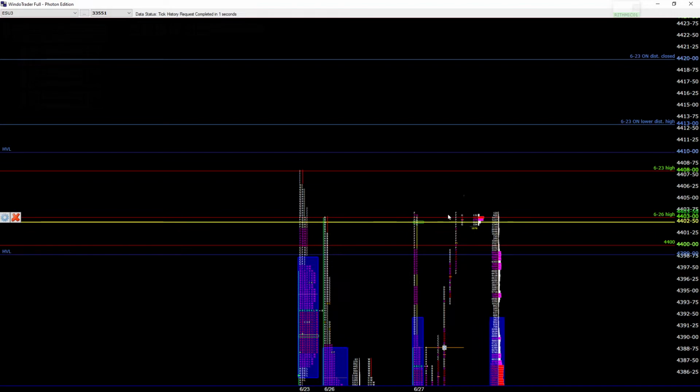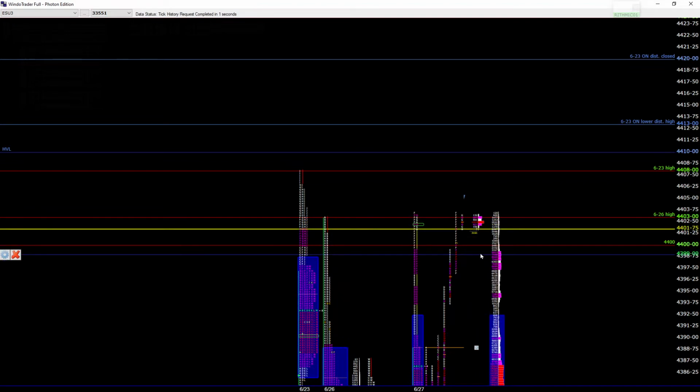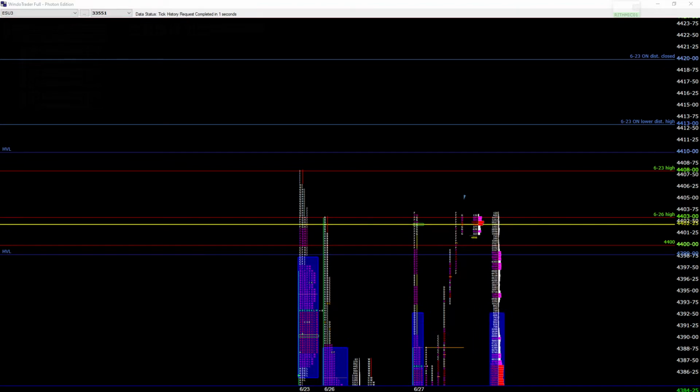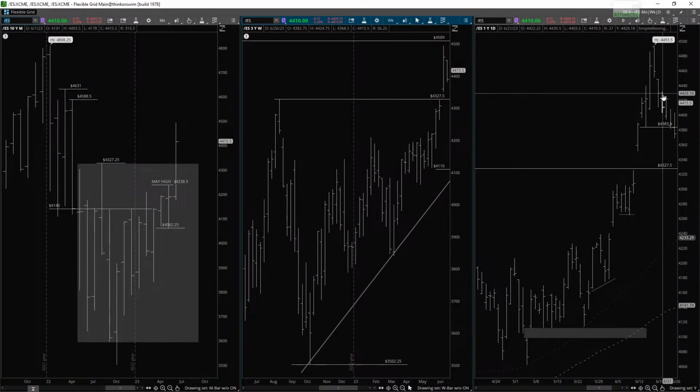Not a good low, not a good high here. Now you have 1, 2, 3, three periods of highs here. There are a lot of stops in this area. Remember the daily. A bunch of stops here in these areas.